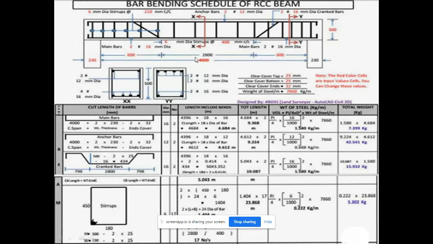Okay, so this over here is called the clear span. The distance in between the supports or columns is called the clear span. And in here we see all kinds of designs of beams. So basically the parts of beams, simply the cutting length of parts.